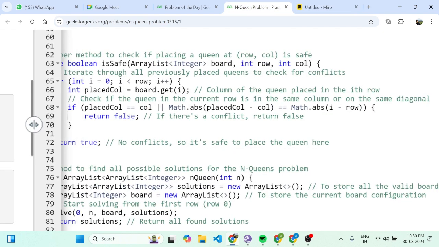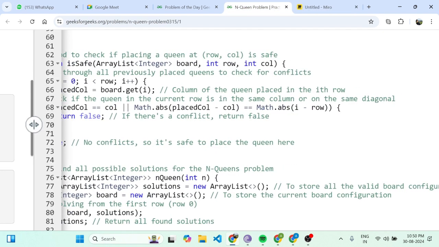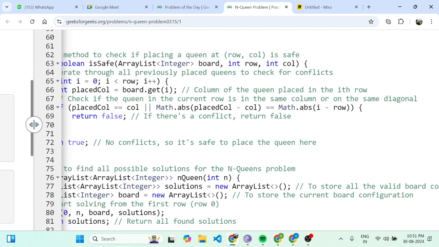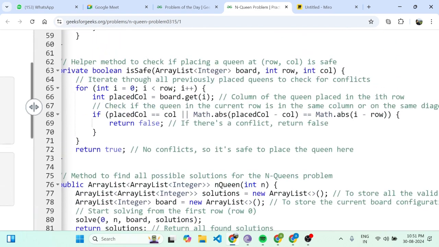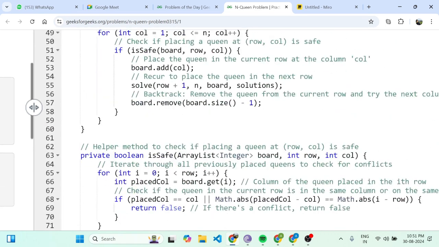That is the condition. If the placed column is in the same column, or Math.abs(placed column minus column) equals Math.abs(i minus row). So this condition helps us check whether it is in the diagonal or not. After that, we are returning false or we are returning true. Now let us come back.